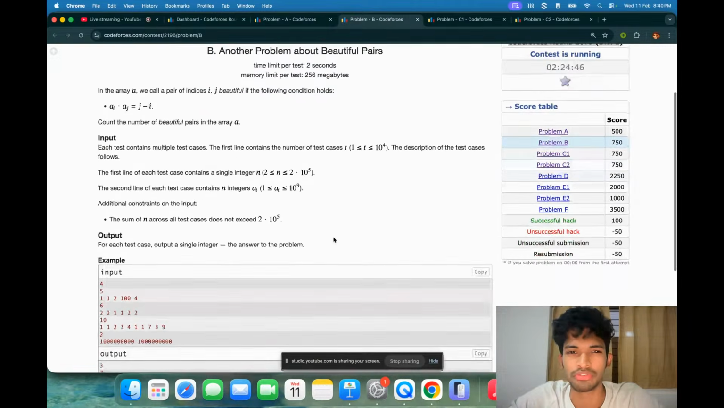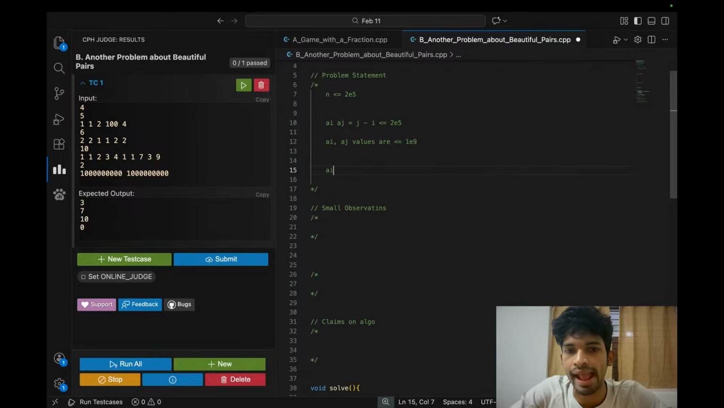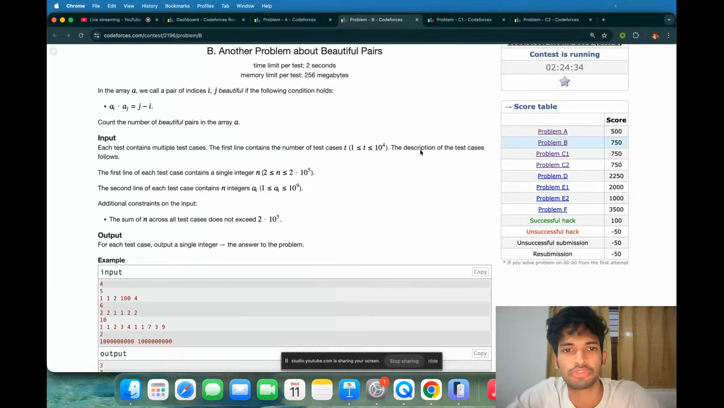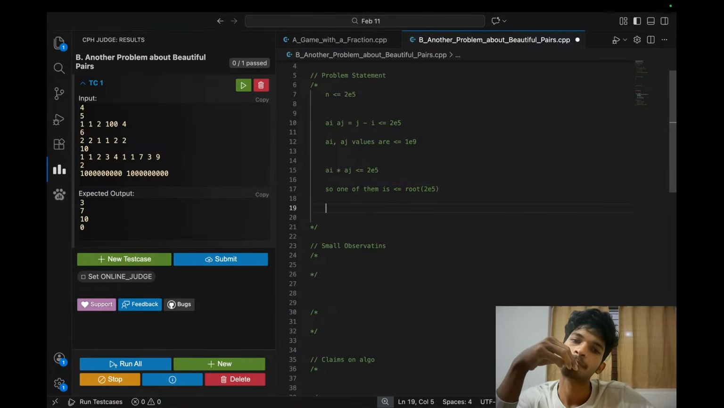Less than or equal to 2e5, right? So both the values should be less than or equal to 2e5. So ai times aj less than or equal to 2e5 means either of them will be less than or equal to root of 2e5, right? So one of them is less than or equal to root 2e5. Okay.